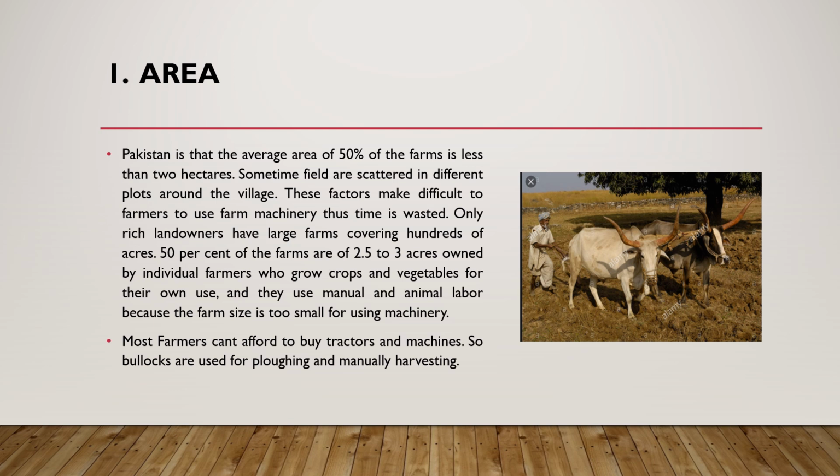Firstly, area. One of the major problems with farming in Pakistan is that the average area of 50% of the farms is less than 2 hectares, and sometimes the fields are scattered as different plots around the villages. It is mostly rich landowners who have large farms covering hundreds of acres. So these factors make it difficult for the farmers who have a small size of agricultural land.